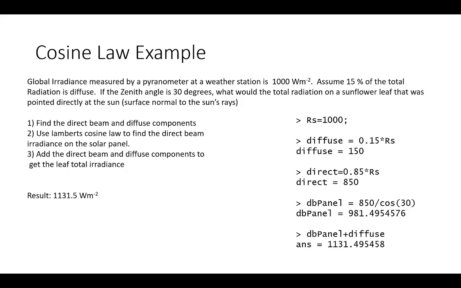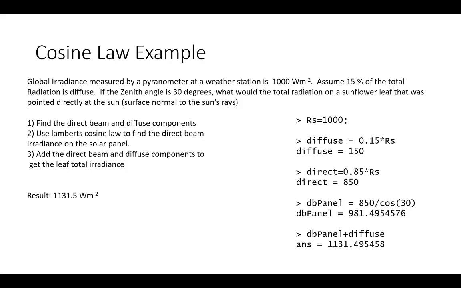And so we take the 850 divided by the cosine of 30. You do these equations, and sometimes it's important to work these in terms of radians. And we see that the total direct beam on that leaf would be 981 watts per meter squared. Okay, that would be the direct beam component. So it's getting a lot of direct beam. Remember, there was only 850 on a horizontal surface, but 981 on that leaf that's pointed straight at the sun.